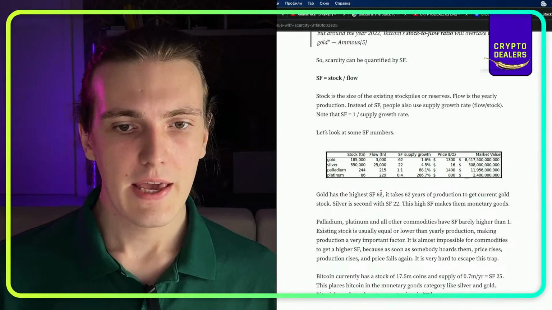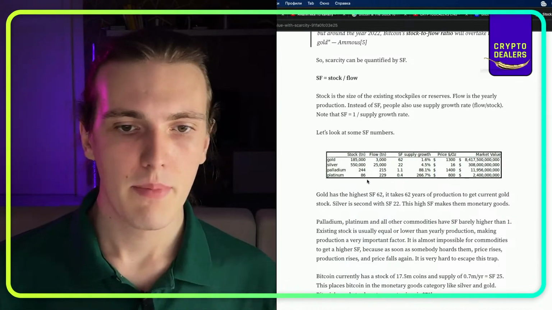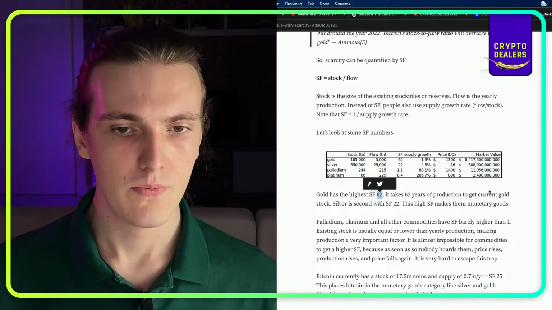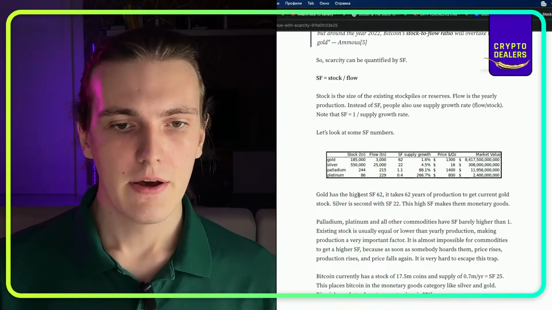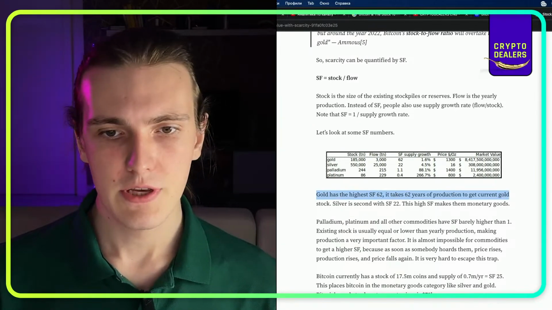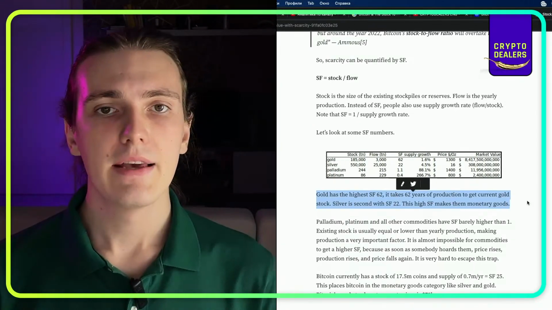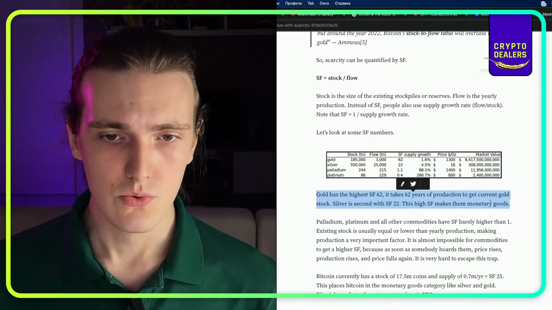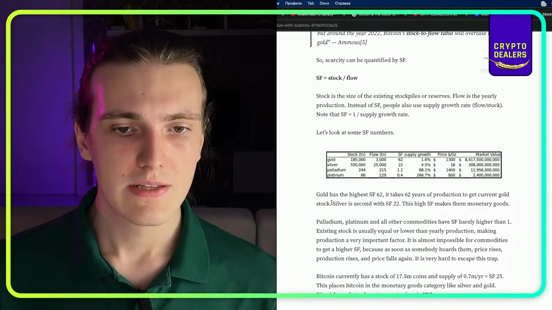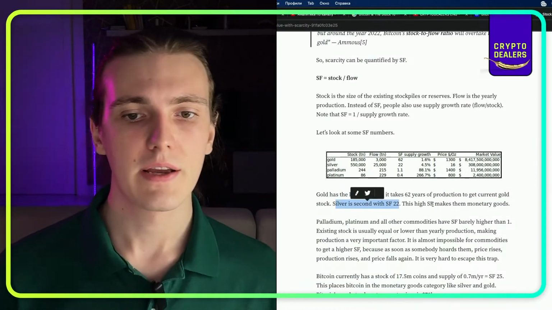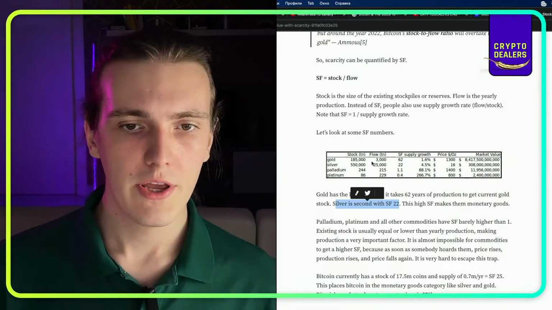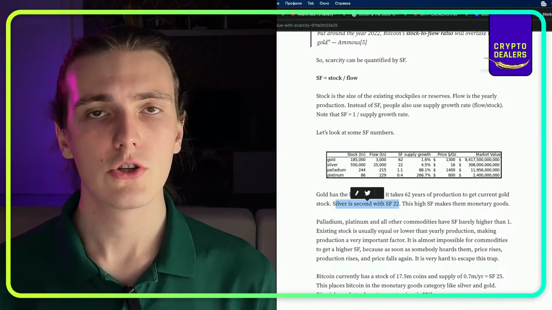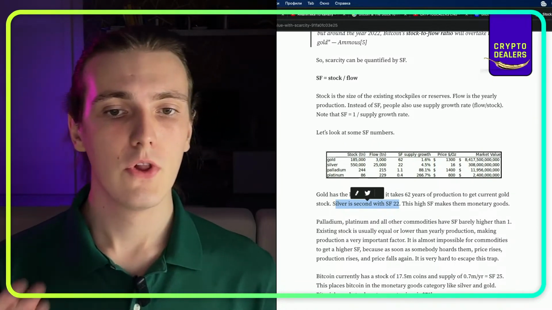In this case, if we take 185 divided by 3, we can see that gold's SF is 62. And this, again, as Plan B mentions here, is the highest SF of any asset in the world that is widely used. On the other hand, we can see that silver comes second with 22. Over here, we can see that example as well. There's 550,000 available as stock, so circulating supply, and then flow is 25,000.